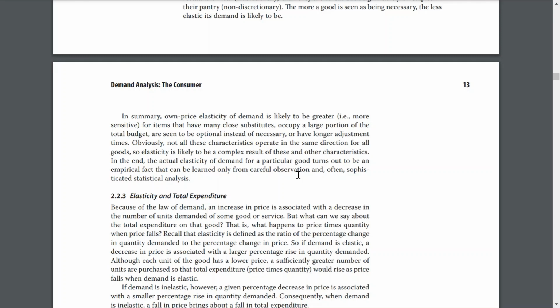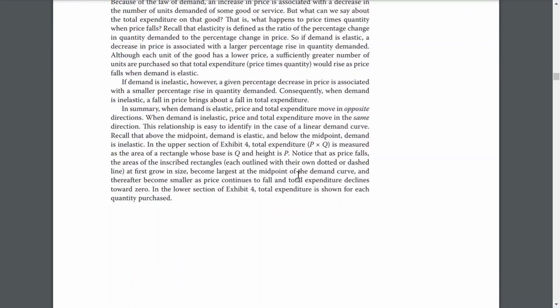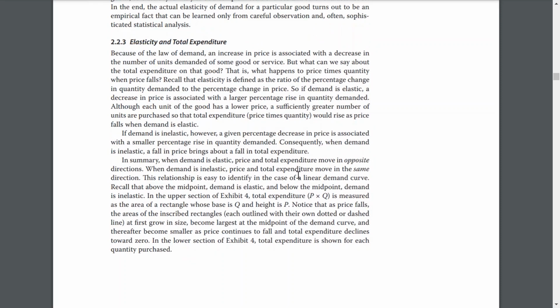Elasticity of total expenditure. Because of the law of demand, an increase in price is associated with a decrease in the number of units demanded of some good or service. So what can we say about the total expenditure on the good? That is, what happens to price times quantity when price falls?